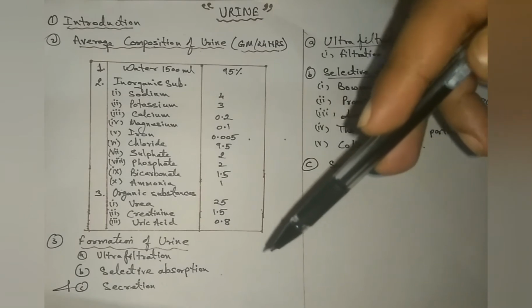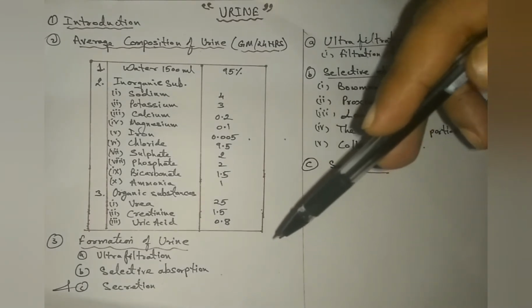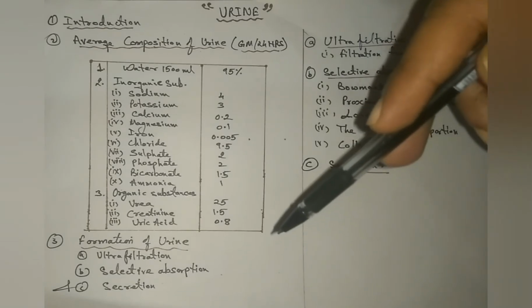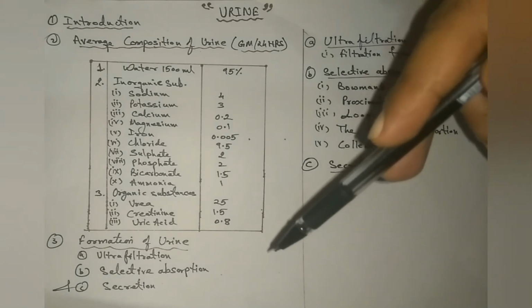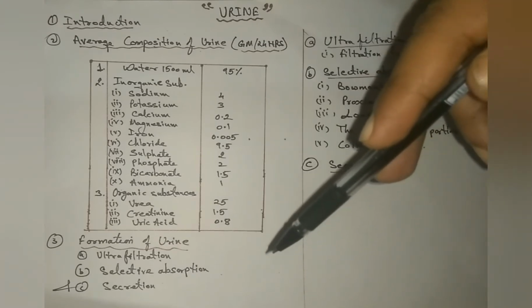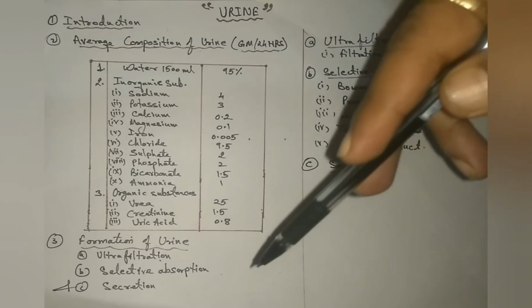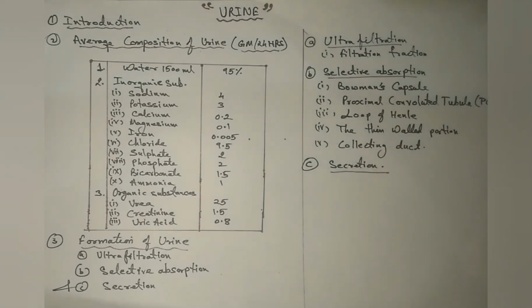Normal urine is pale yellow due to presence of pigment urochrome. When the output of urine is low, it appears deep yellow. Normal odor of urine is aromatic in nature. Normal pH of urine ranges from 5.5 to 6.5. This is the average composition of urine in 24 hours.